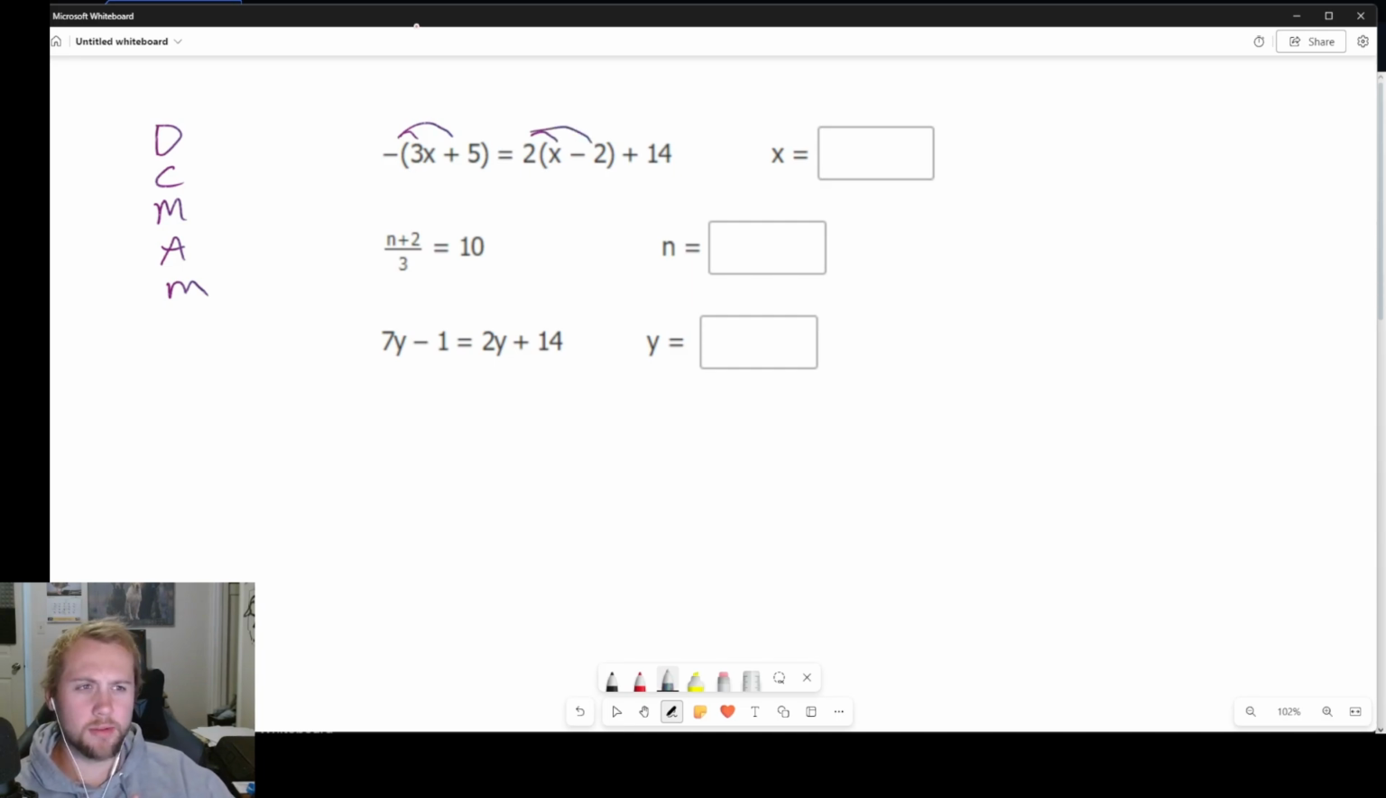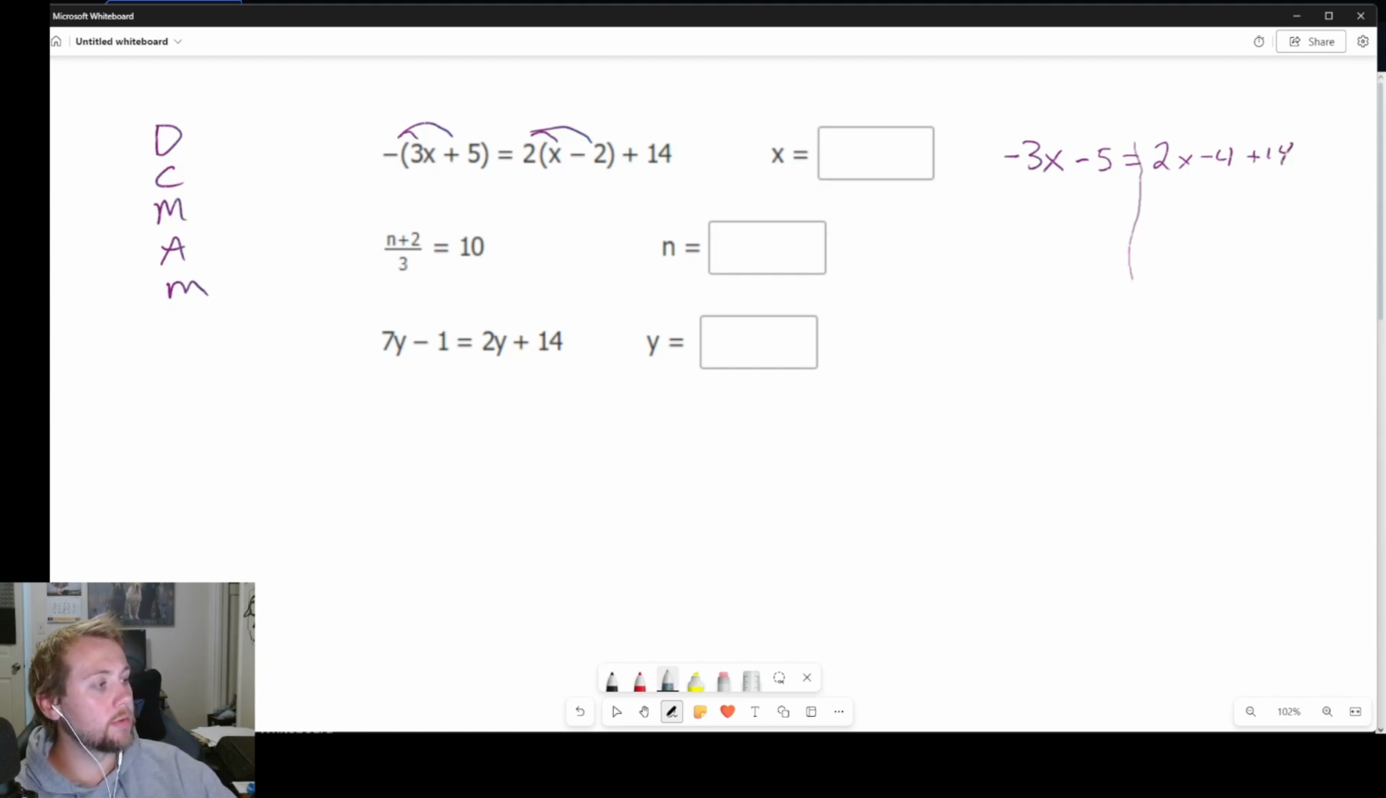I'm going to write it out to the right side here so that I have more space. So we have that negative times 3x is negative 3x, and negative times 5 gives you a minus 5. We then are going to be doing this 2 times x and this 2 times negative 2, which is going to give us a 2x minus a 4. And that plus 14 stays there.